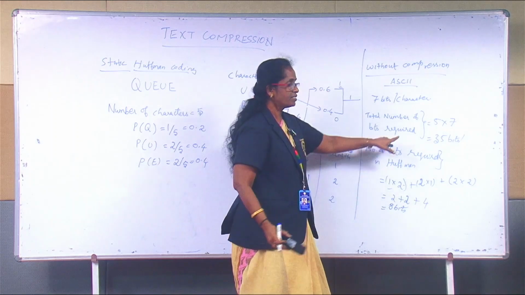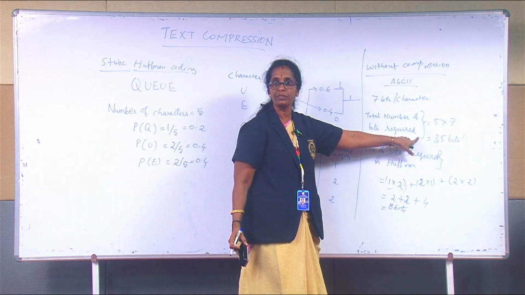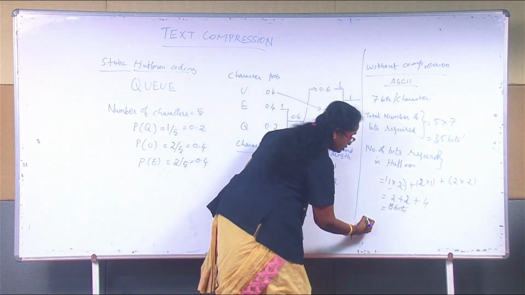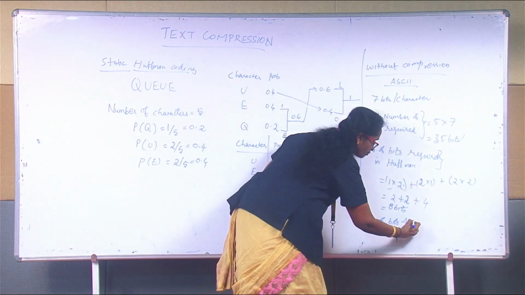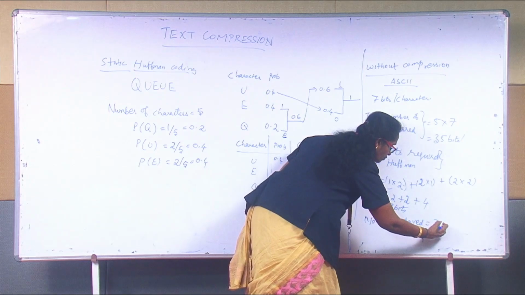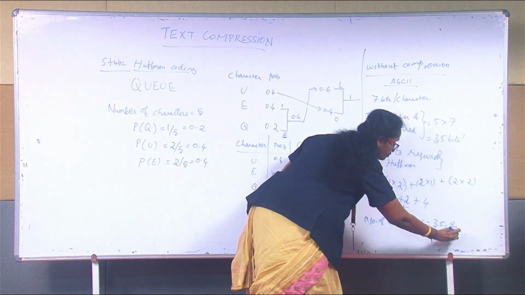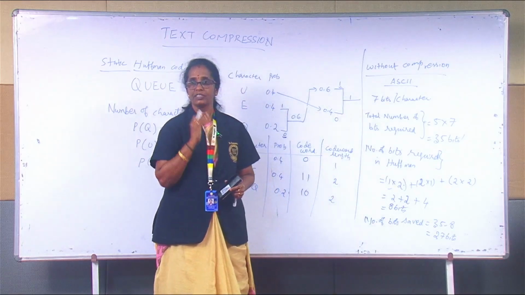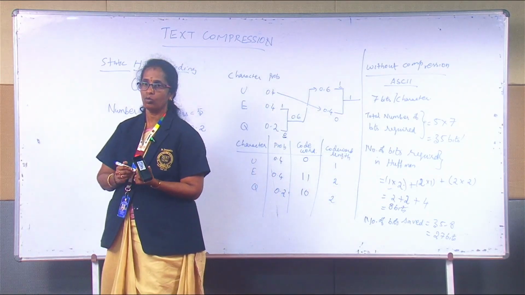So how many bits have you saved? It is requiring 8 bits and it is requiring 35 bits. So the number of bits saved is 27 bits; we have saved 27 bits due to this compression. Okay, so this is our static HUFFMAN coding.